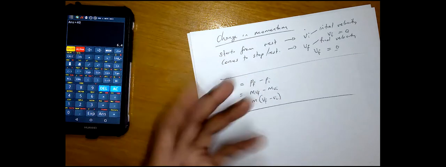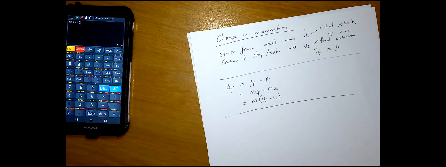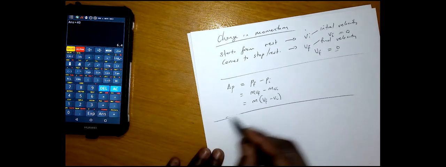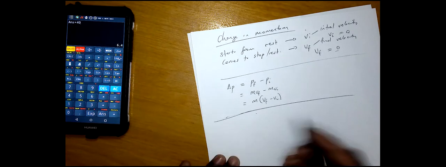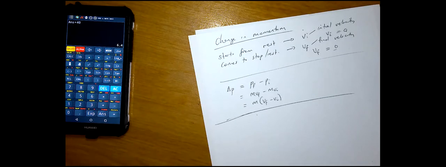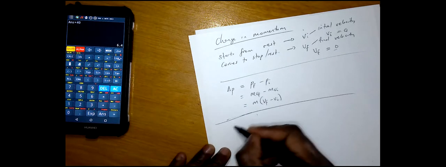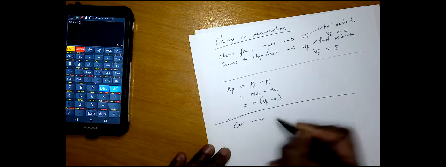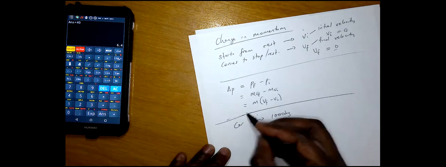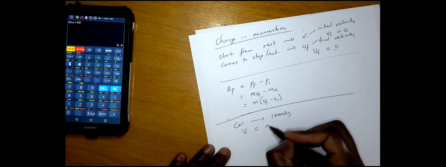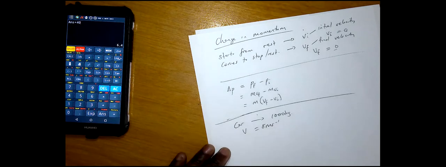So changing those two things actually has an effect on momentum. Let's give an example here: a car with a mass of 1000 kg, traveling at 8 meters per second. So v is equal to 8 meters per second.